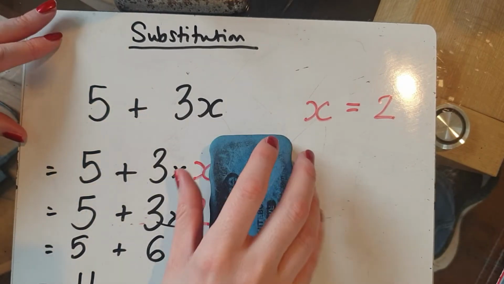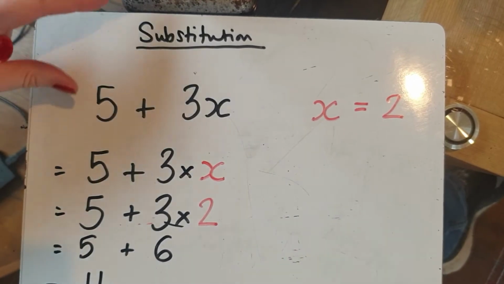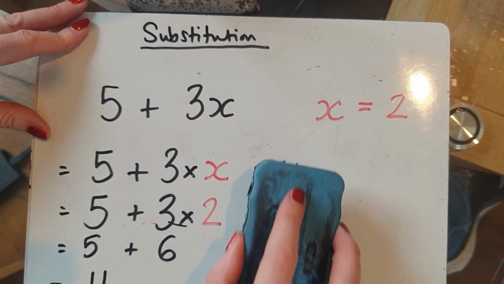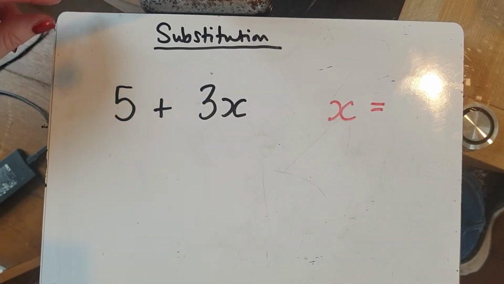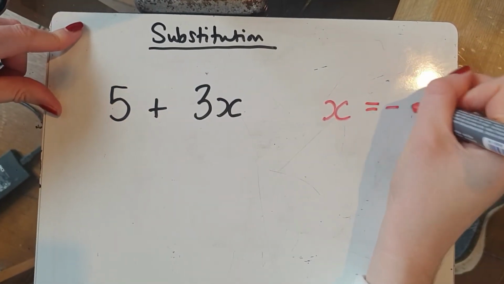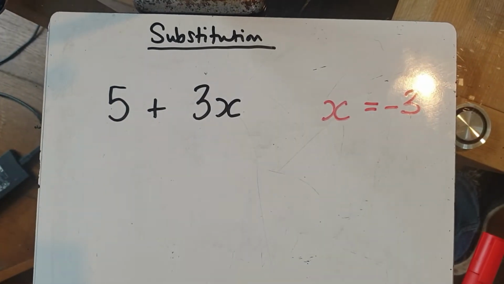What about if x was a negative number? Can you pause the video and copy this example down, please? And then I'm going to put a negative number in for x. So what about if x was negative 3? It would still be the same sort of concept.